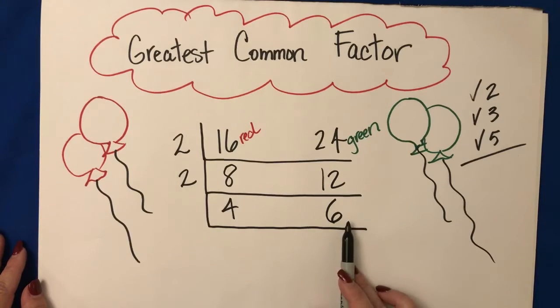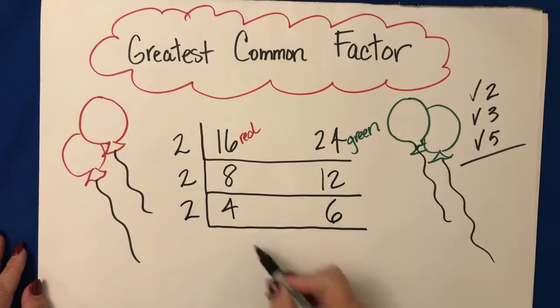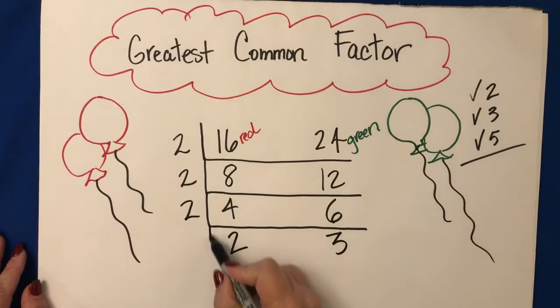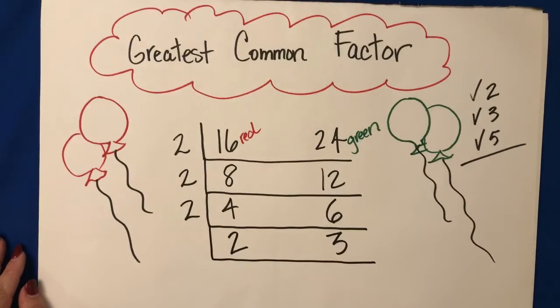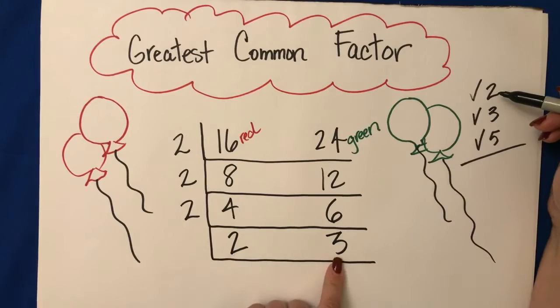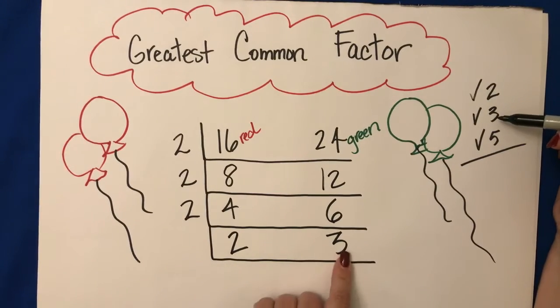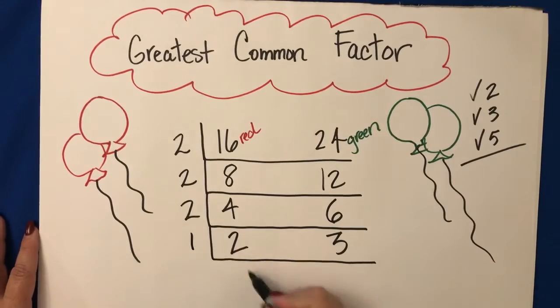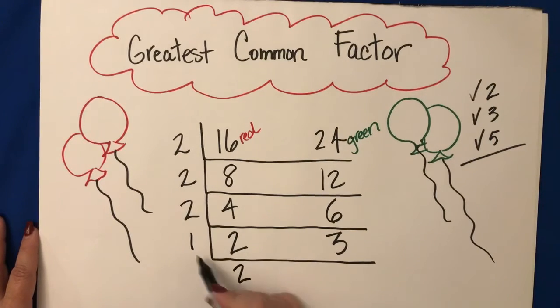So since these are both still even, good job, guys, we can divide by 2 again. 2 times 2 is 4, 2 times 3 is 6, and then there's my next step in the ladder. And now I have a 2 and a 3. So I can divide this by a 2, but I can't divide that by a 2. I can divide this by a 3, but not that one. So we're not going to go higher than both numbers, so that means 1 and done. 1, but we still have to divide. So 1 times 2 makes 2 up here, and then 1 times 3 makes this one.